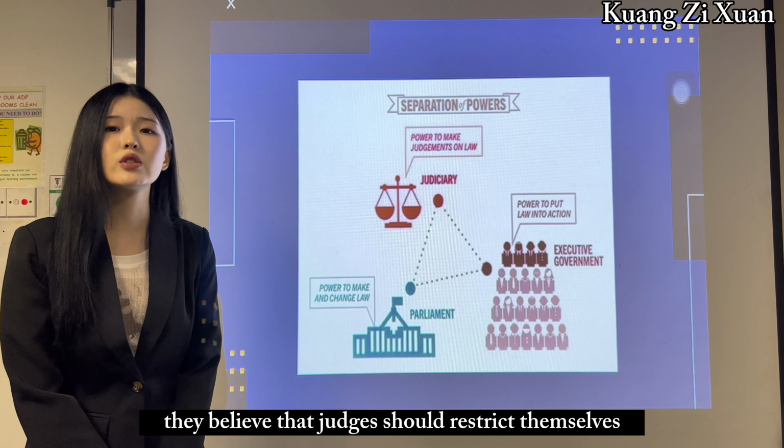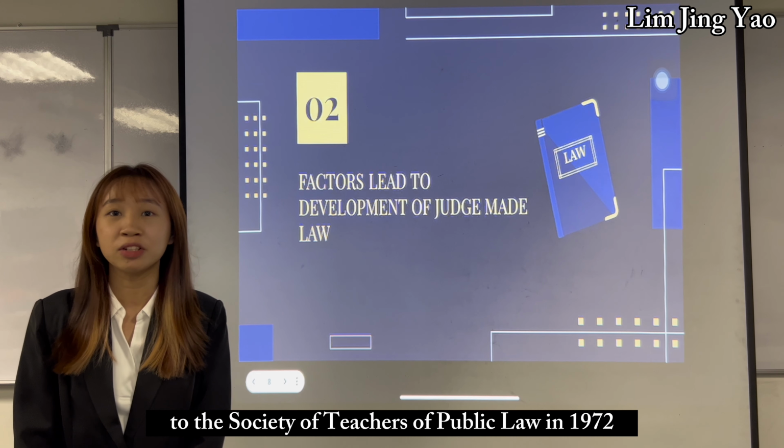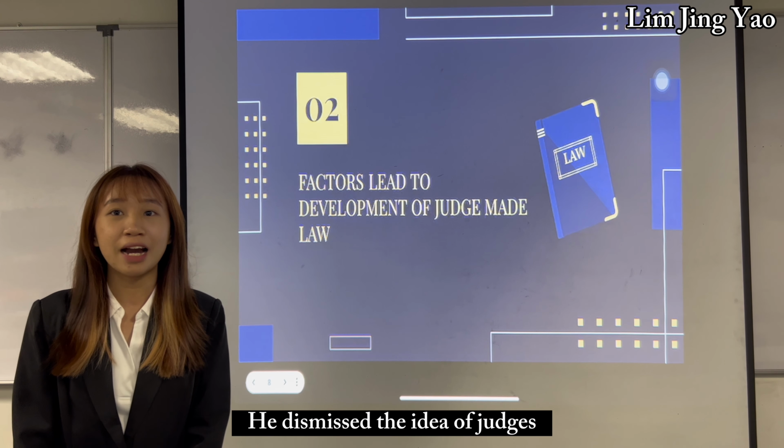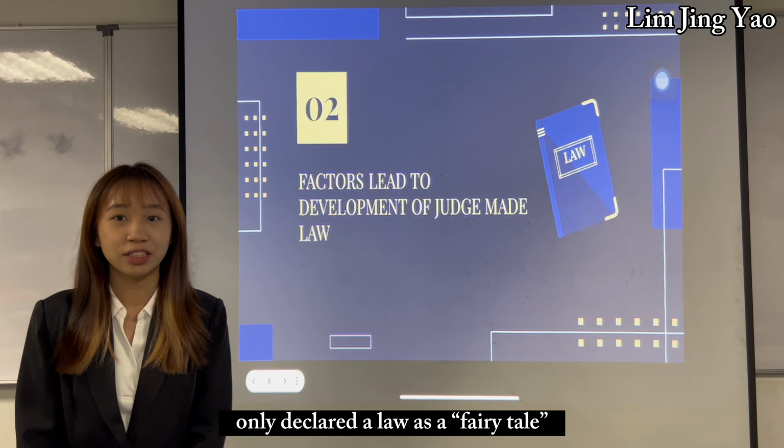Next, I'll be talking about factors that lead to the development of judge-made law. Lord Reid, who was a dominant figure in the House of Lords in the 1960s and 1970s, acknowledged the role of judge as a lawmaker in a famous address which he presented to the Society of Teachers of Public Law in 1972. He dismissed the idea that judges only declared the law as a fairy tale. Judge-made law arises when the law is unsuitable to apply anymore, or in other words, the law is outdated.